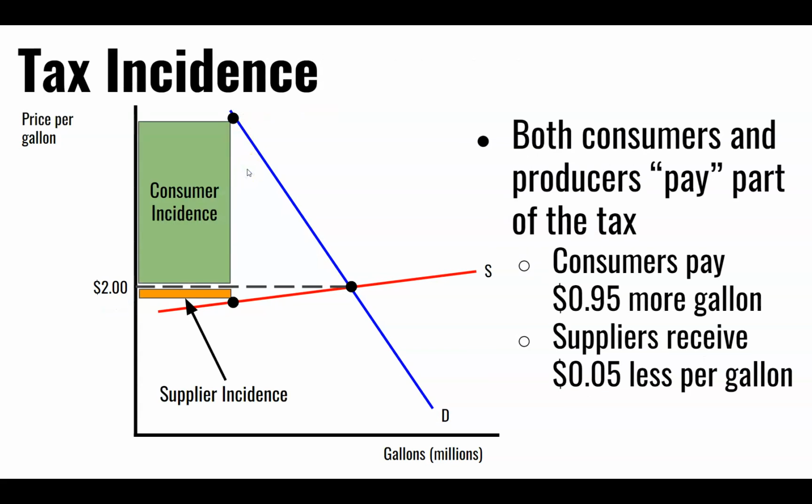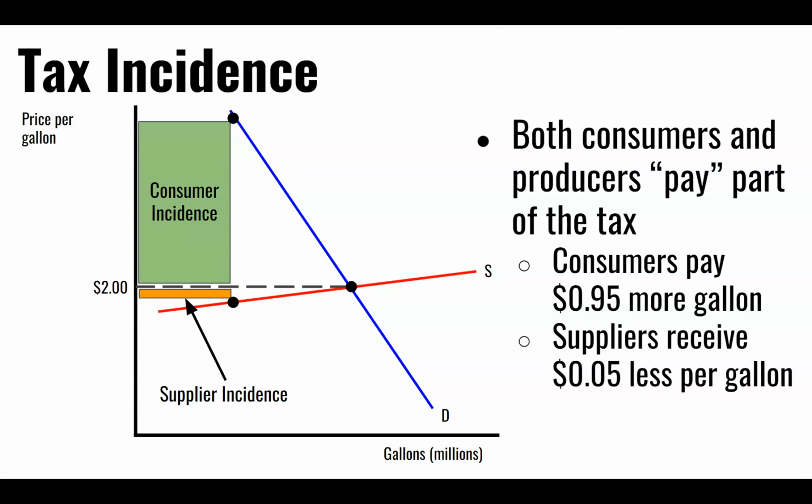So it doesn't really matter who gets the tax levied against them as long as you draw a tax wedge between the original supply and demand curve that has a vertical distance equal to the size of the tax. You are going to be able to solve this problem the same way regardless of who has to pay.